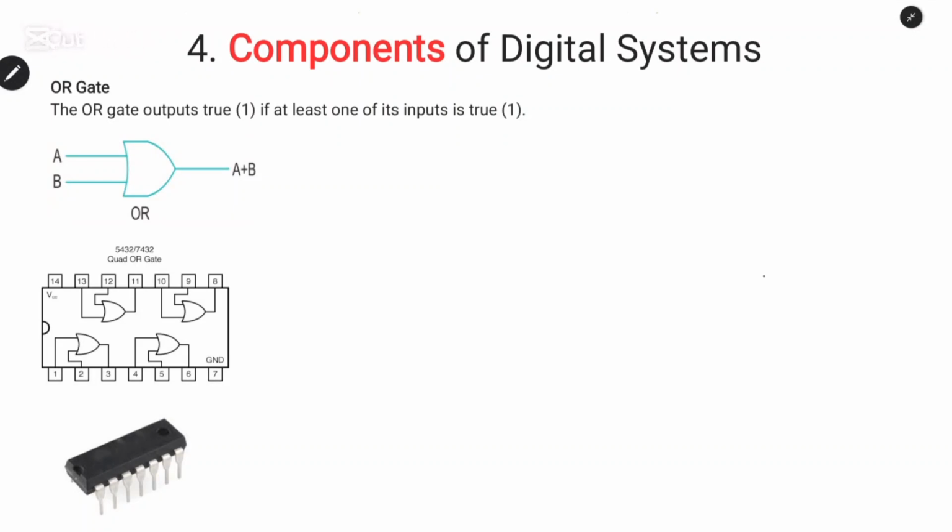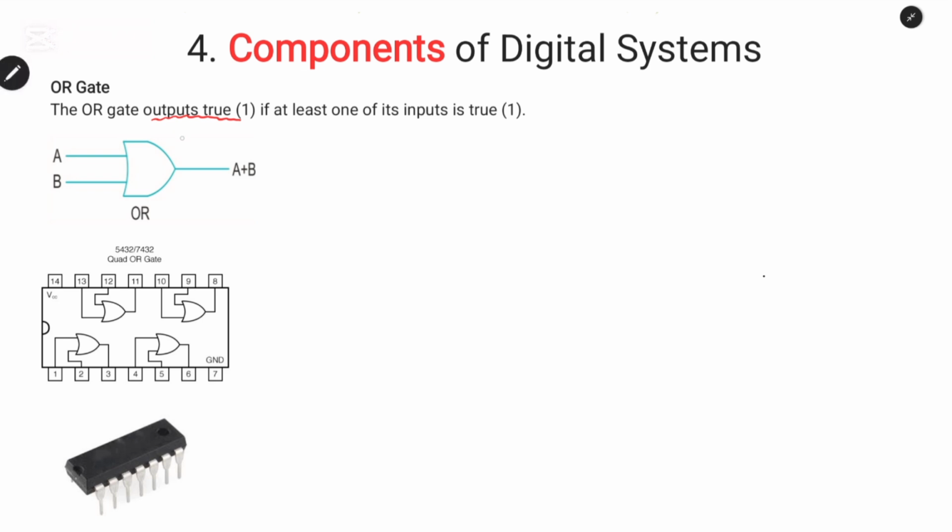Let us now look at what is the OR gate. The OR gate is concerned with the output that will result in a binary 1 or true if at least one of its input is true. We have input A and B. If one of them is 1 or both of them are 1, the output will be true.